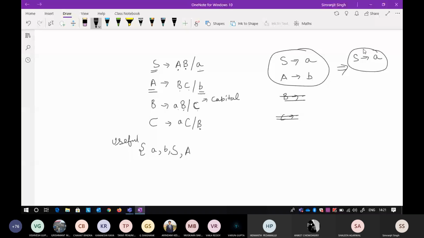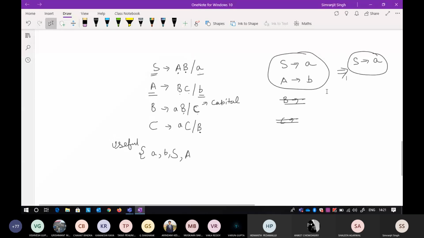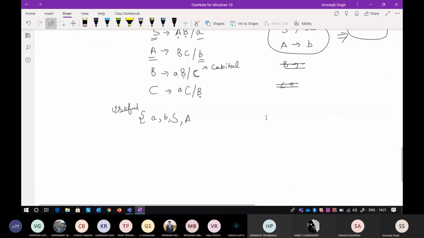By eliminating all the useless symbols you will get this. If you see that this production was unnecessarily made very complex, it is actually just denoting this thing. That is why by eliminating useless symbols you will get efficient productions. That is why, if you want to do normal forms, the first step will always be to get rid of your unit productions, get rid of your epsilon productions, and get rid of your useless symbols. After doing that you will start with the normal forms.